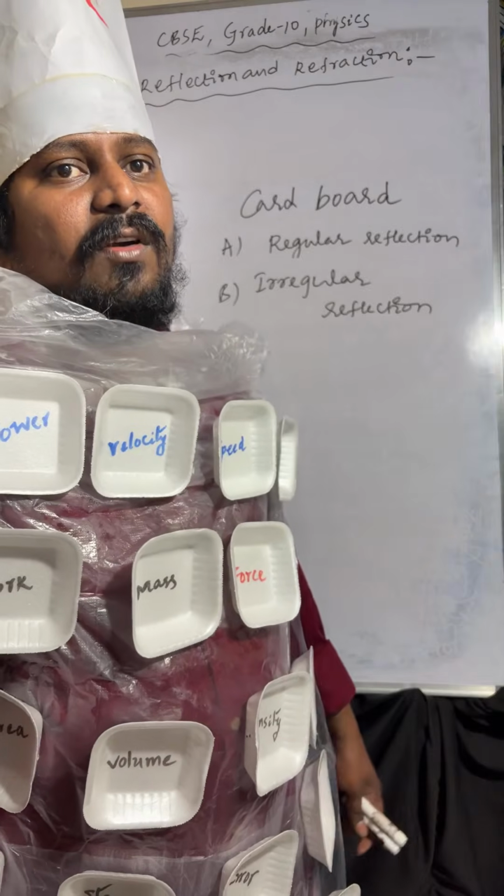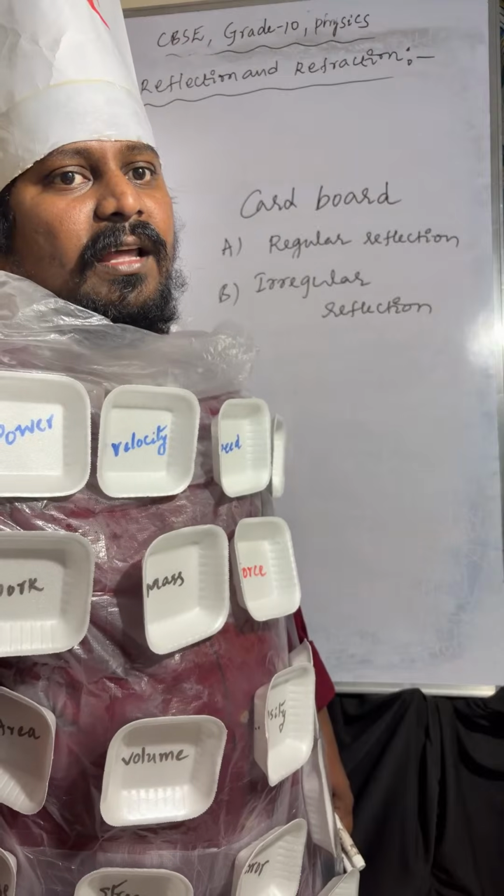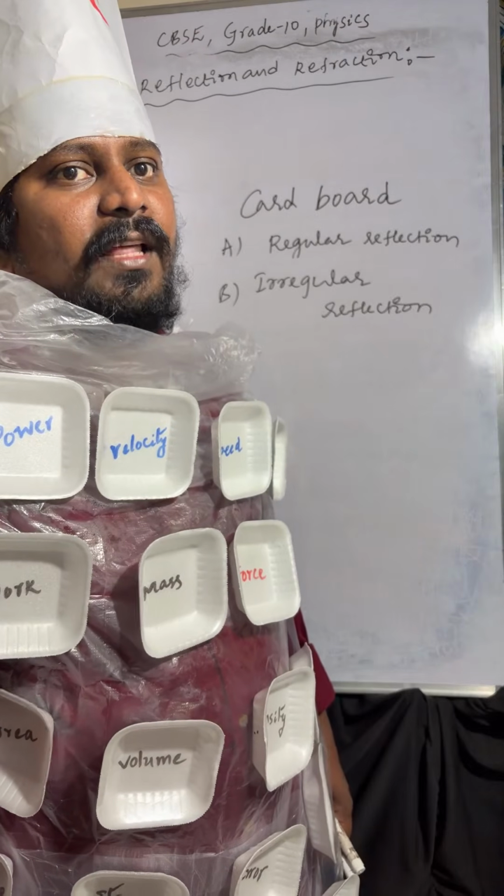So on cardboard, what type of reflection takes place? Regular or irregular? Let me know the answer. Make it fast.